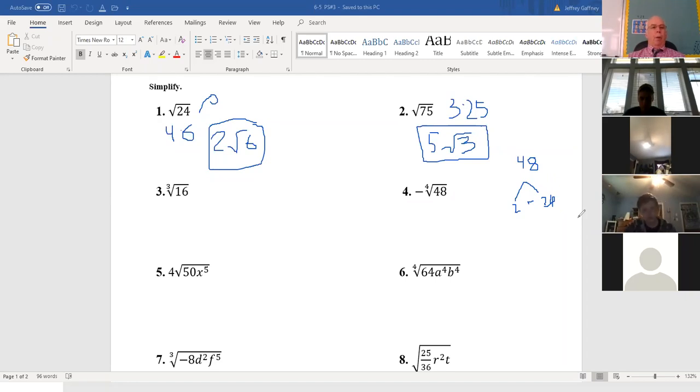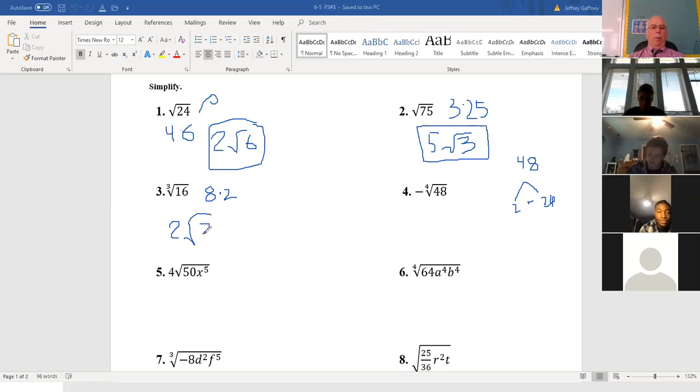Ready? I'm going to rush you, but. All right, when I look at 16, what jumps out at me is 16 is 8 times 2. And if you look on your little guide there, 8 is 2 cubed, right? So 8 comes out from under the radical as 2, and we still have 2 under the radical. Does that make sense?